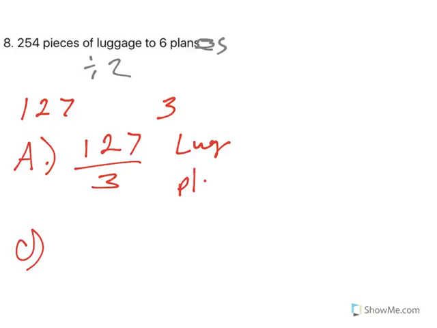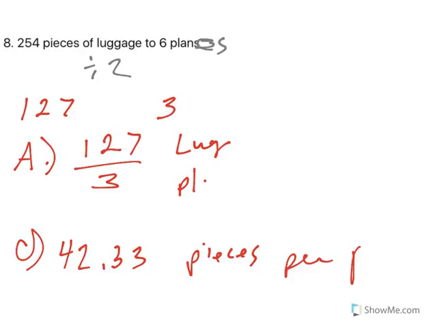And there's your sentence. When you go to your decimal, you divide, and you get 42.33. So there are 42.33 pieces of luggage per plane. That's what that last piece means. All right.